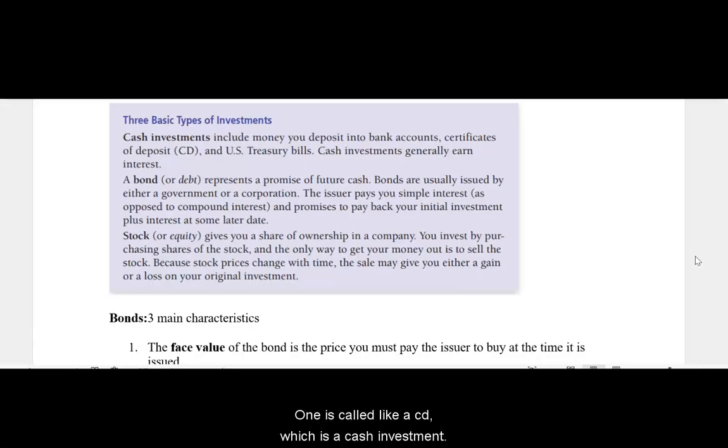One is called a CD, which is a cash investment. This includes money you deposit into a bank account, certificate of deposit, but also U.S. Treasury bills. Cash investments generally will earn interest.